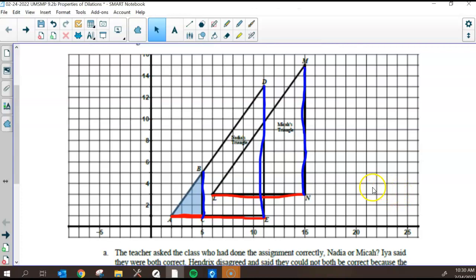Discuss. Start bouncing some ideas around with your group. See if you can figure that out. Here's a hint. You're going to need a ruler. We're going to pause the recording. Okay, what ideas do you have? How can we find the center of dilation? We'll start with Sam.